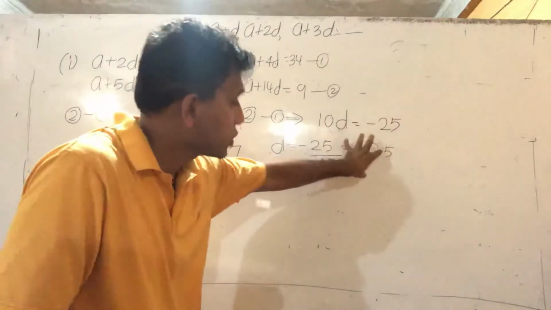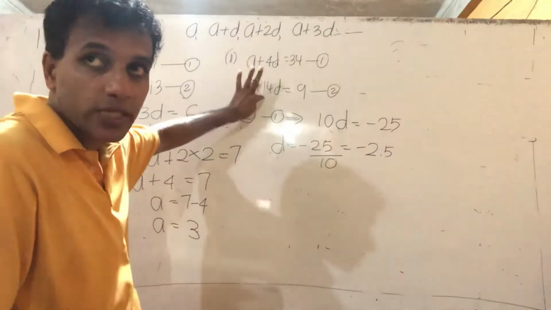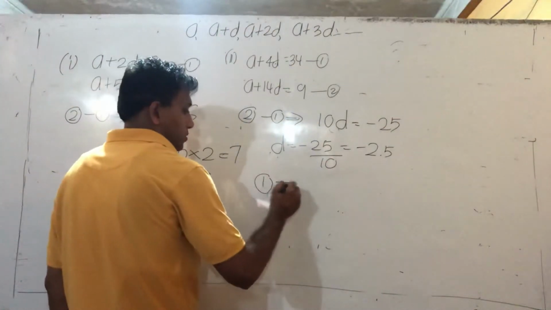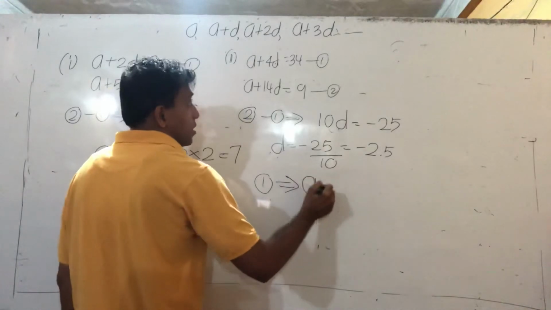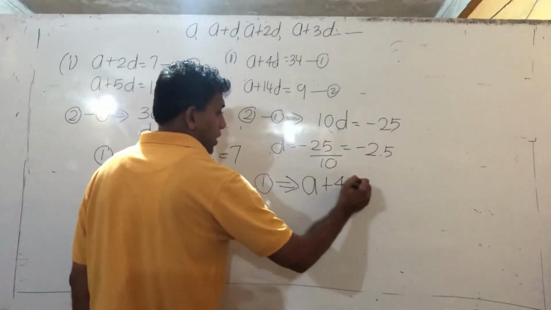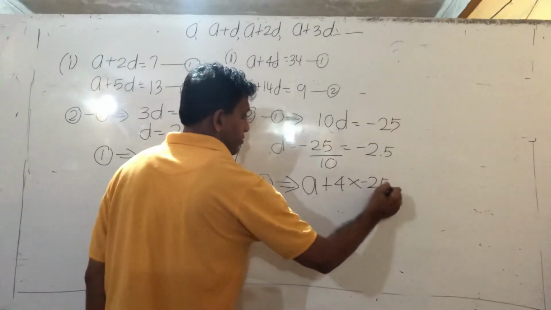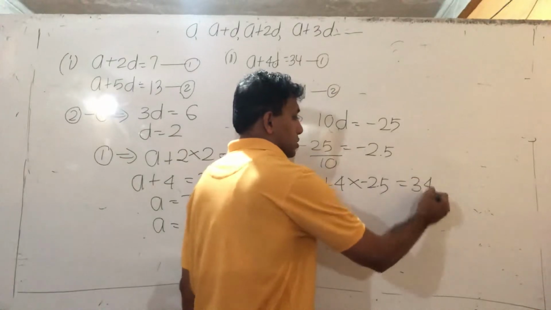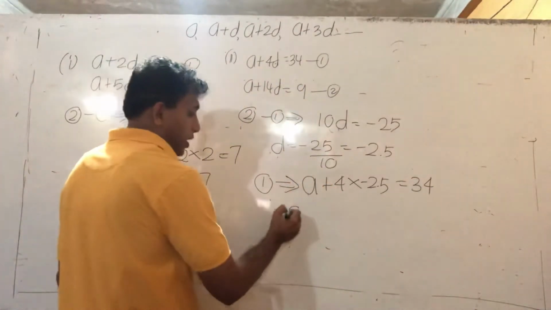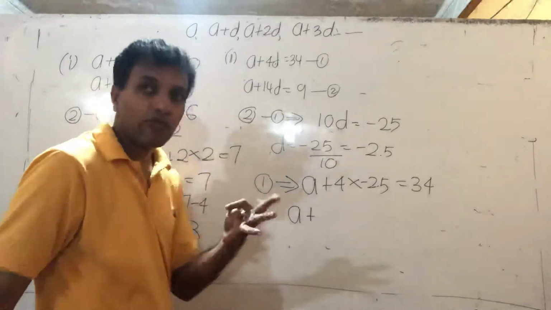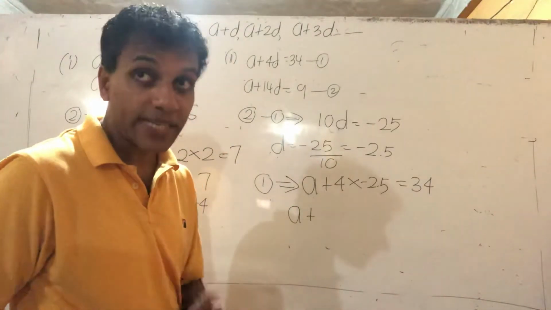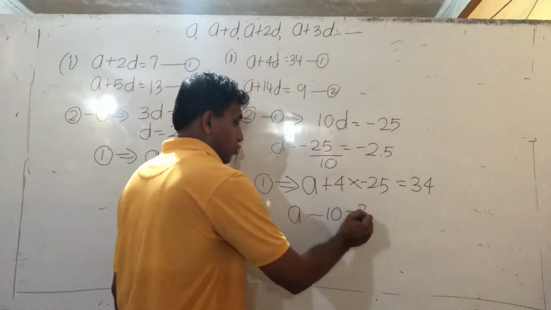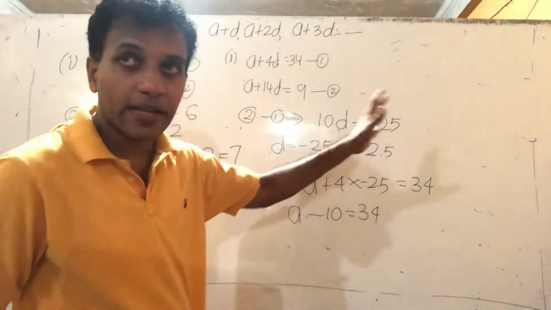So if I substitute this value in the first equation or second, find the A answer, right? So I put in the first equation: A plus 4 times minus 2.5 equals 34, right? Therefore A plus 4 times 2.5, what is that? 10, minus 10 here, right? Minus 10 equals 34. Therefore take the minus 10 to that side.